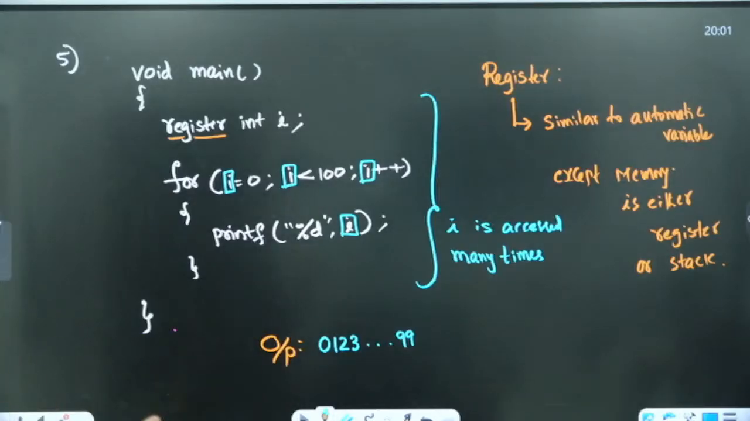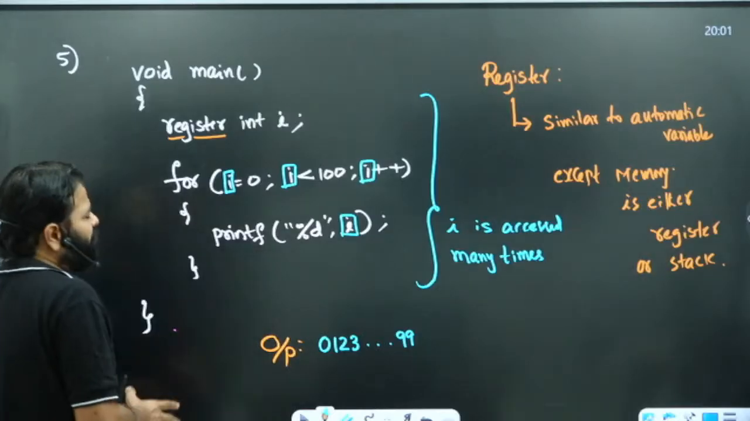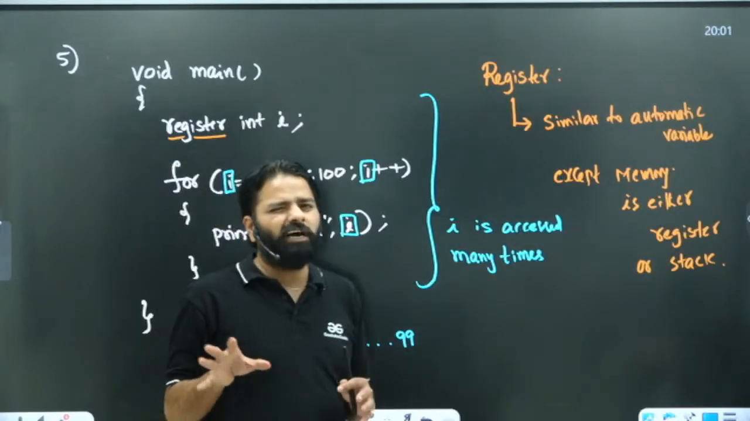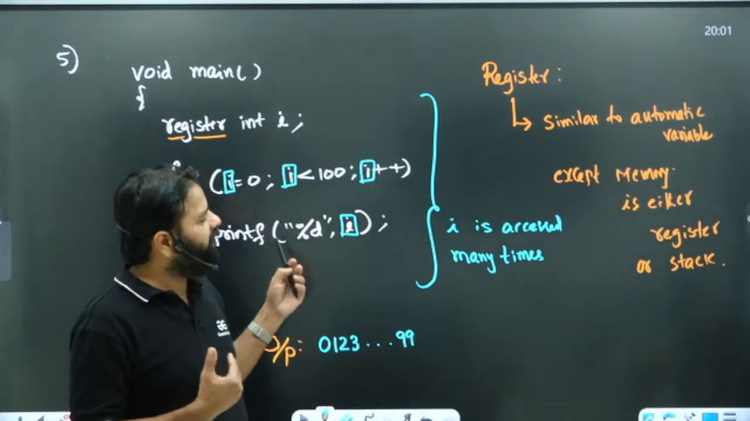Right? Anybody not aware why we use the register in C language? The compiler requests the system, if any register is available, please allot it to this I, so that you may save the execution time.